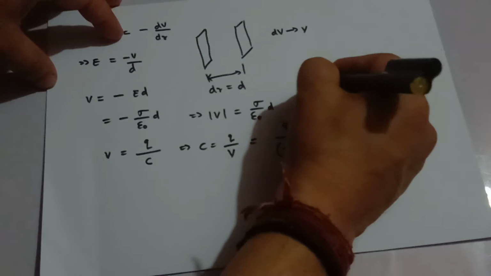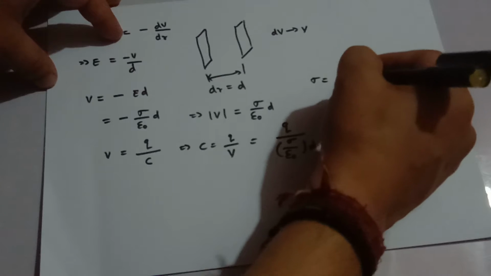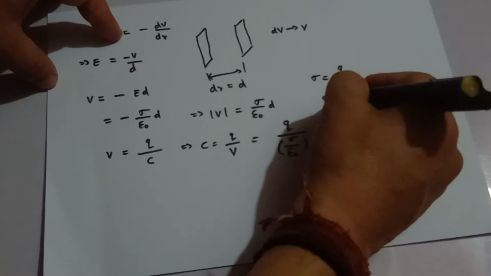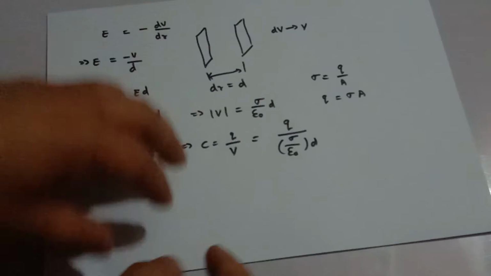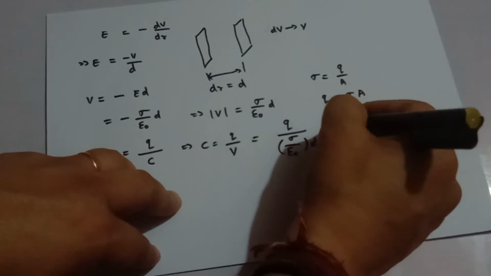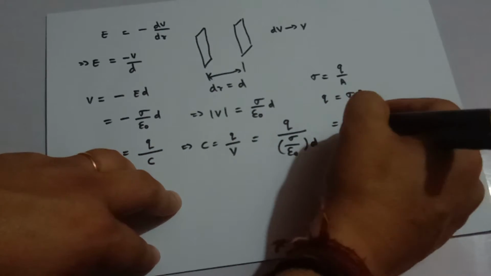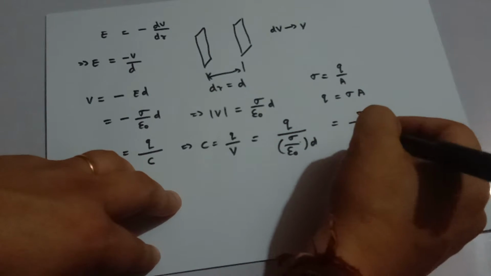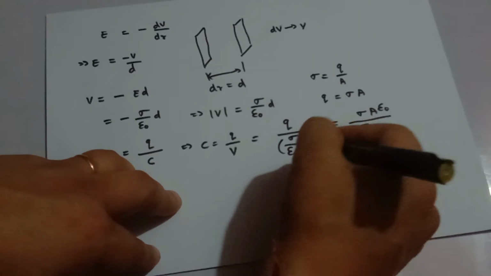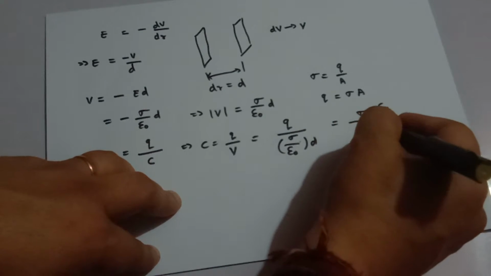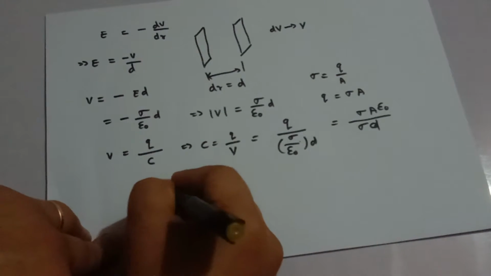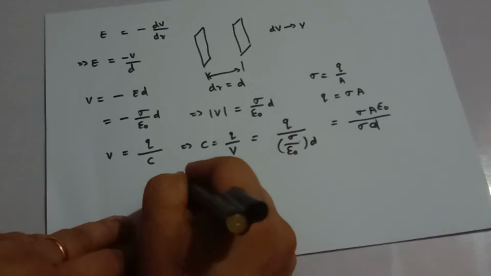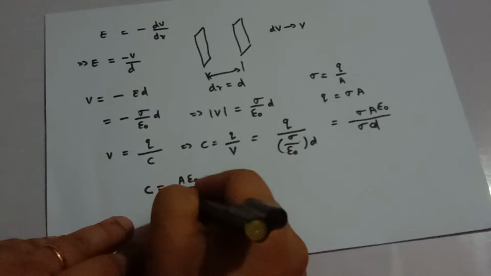One thing also we know is that sigma is the surface charge density, which is Q by A, so Q can be written as sigma into A. Okay, so you can put this value here, that would be sigma into A, and epsilon naught would be here and D is here, so sigma would cancel out. So you can write that C, the capacitance of a parallel plate capacitor, would come out to be A epsilon naught divided by D.